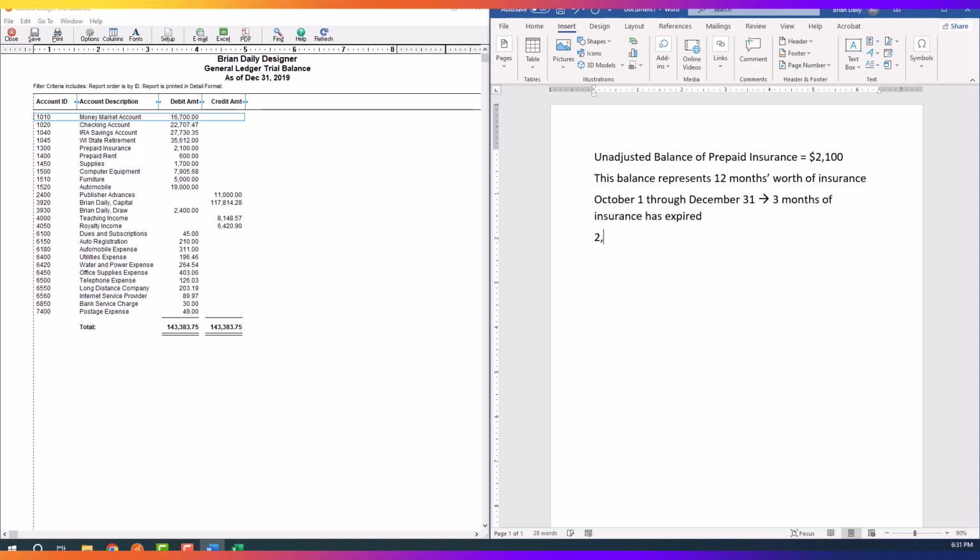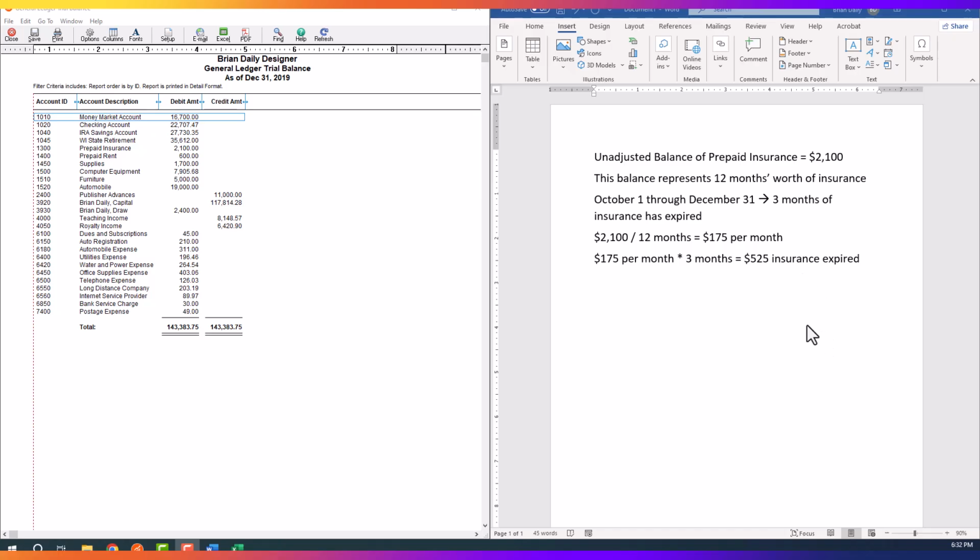There are several different ways to do that. One way is to take the total amount, which covered 12 months, and divide it by 12 months to figure out the monthly amount. That works out to $175 per month. Then we can multiply that by the 3 months that have expired. We do that math and we can see that $525 worth of insurance has expired.